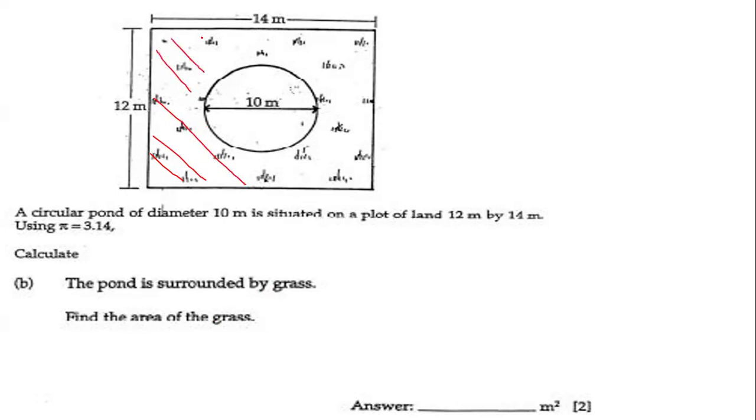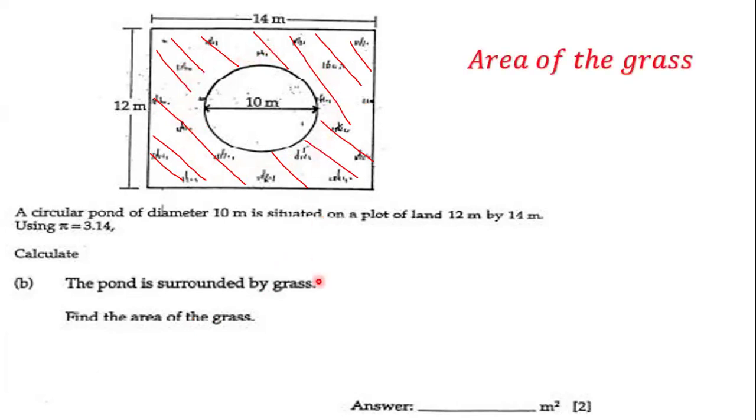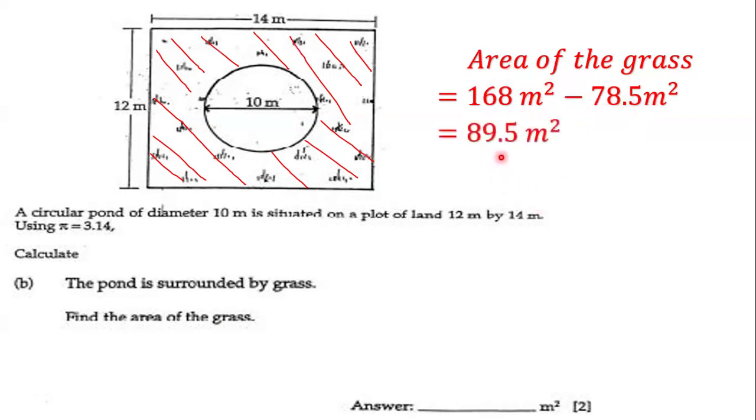So the circular pond is surrounded by grass, and we need to find the area of the grass. Now we already know the area of the pond, and we already know the area of the plot of land. And so in order for us to find the area in between, or the area of the grass, we have to subtract. The area of the grass is going to be equal to the area of the plot of land minus the area of the pond. And when we subtract them, we get 89.5 meters squared. And so that means that the area of the grass is 89.5 meters squared. And that's our answer to this question.